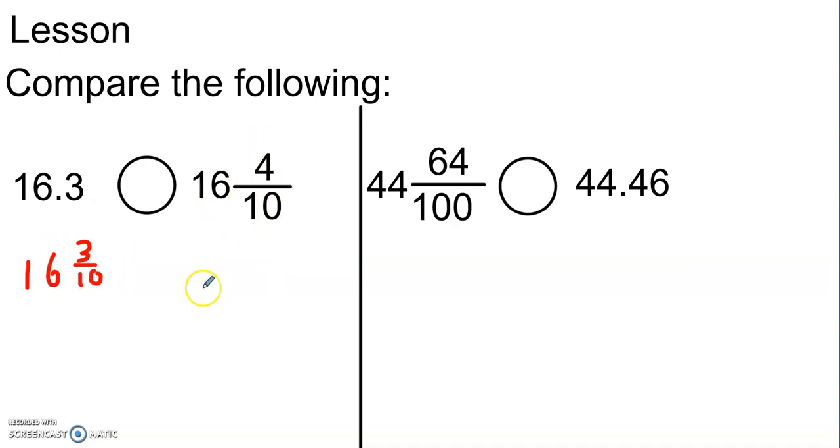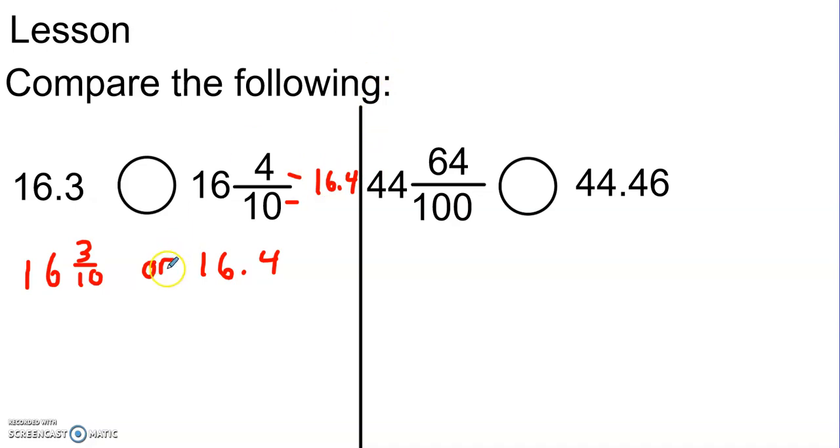Or I could put this back in decimal form. So 16 and 4/10 is going to give me 16, my decimal, and 4. So I have to choose which one I want to use. And because I have a whole number, I kind of want to use the decimal. So I'm going to make this 16 and 4/10 be 16.4.